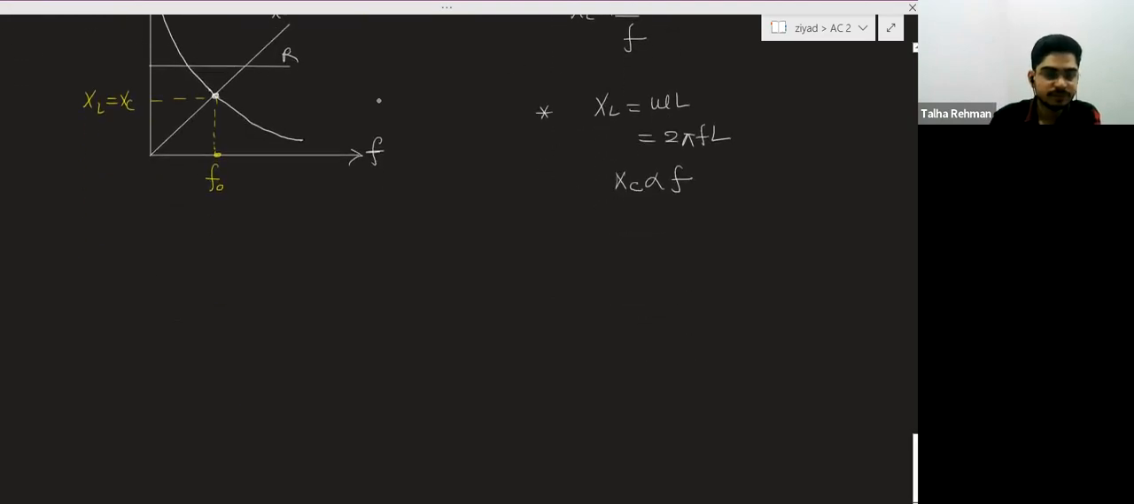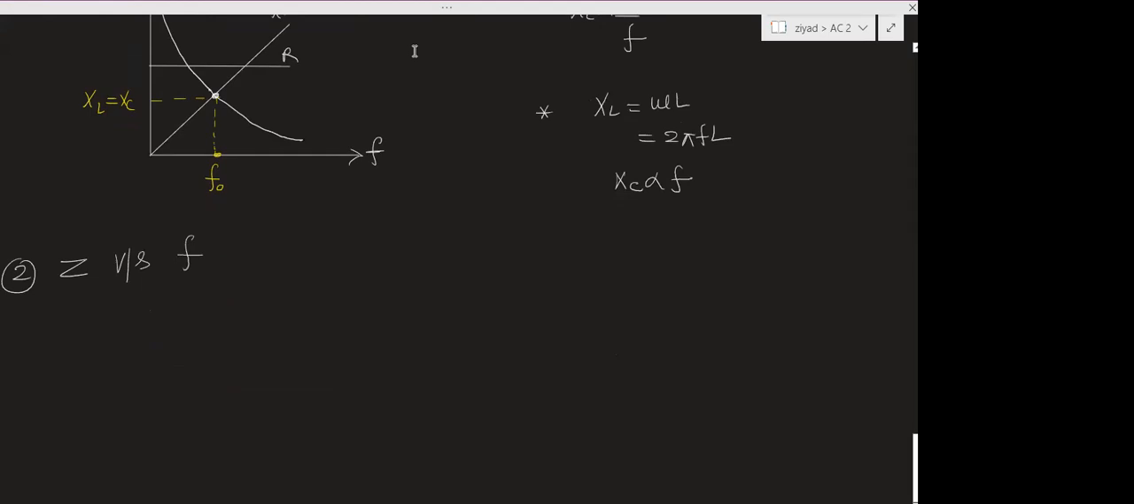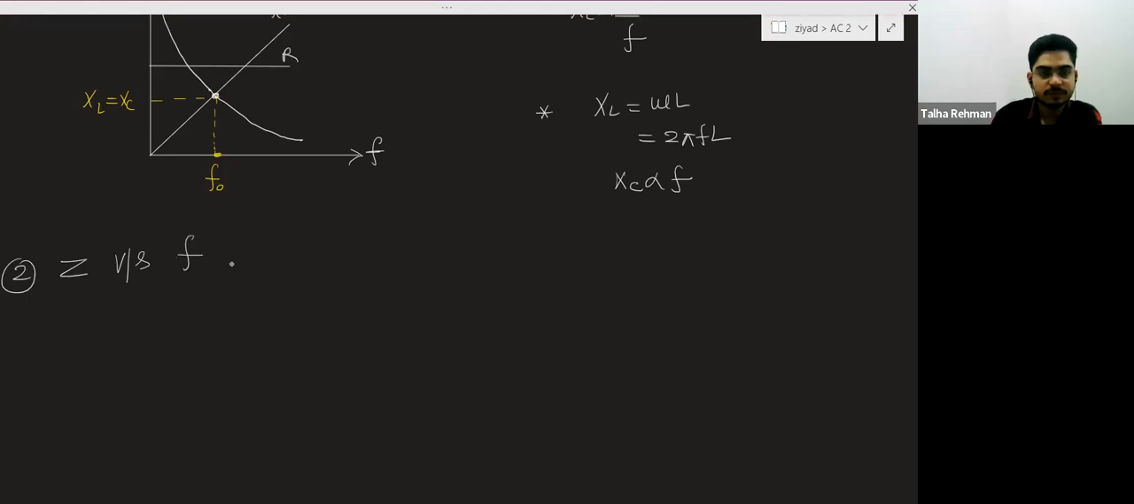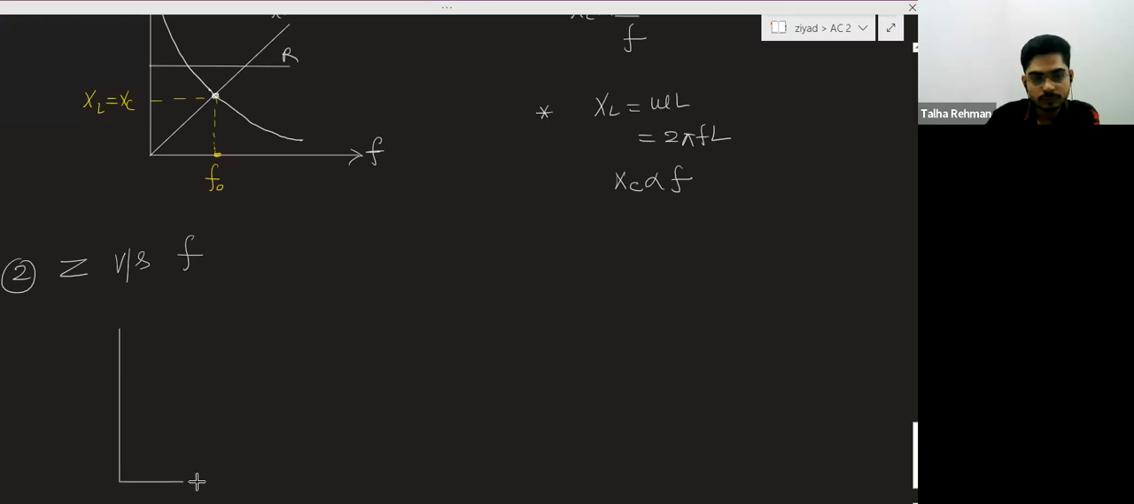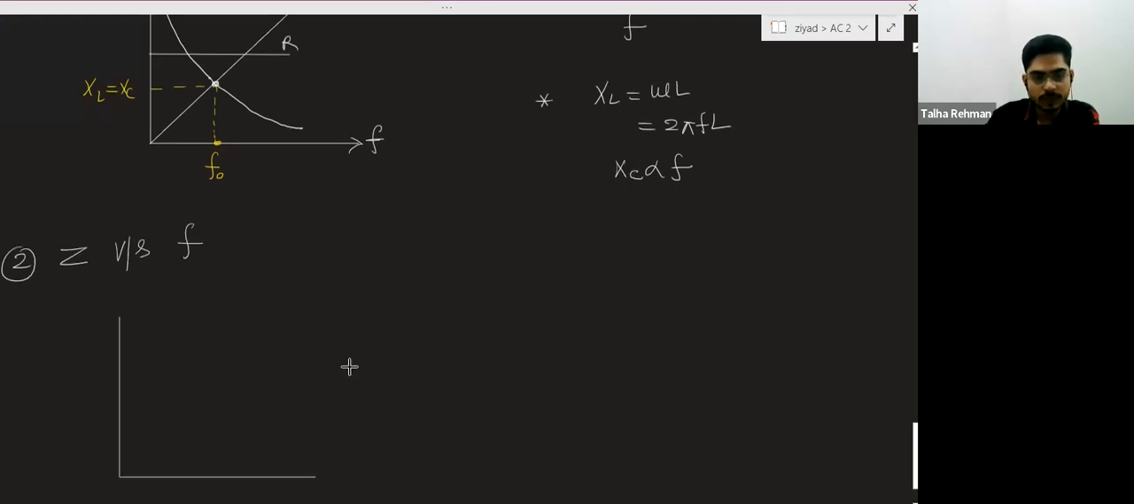Second graph is Z, the impedance I have told you, versus frequency. We will discuss it. Okay. So first, impedance is given by the square root of R square plus (XL minus XC) square.